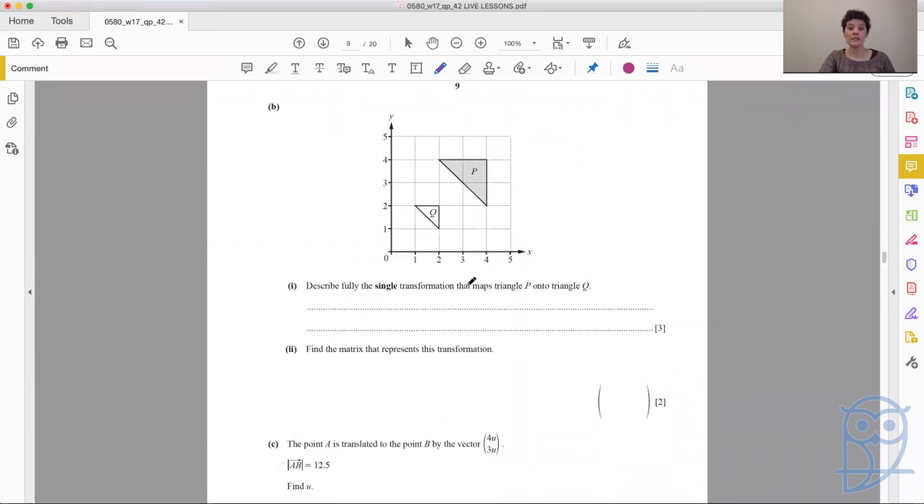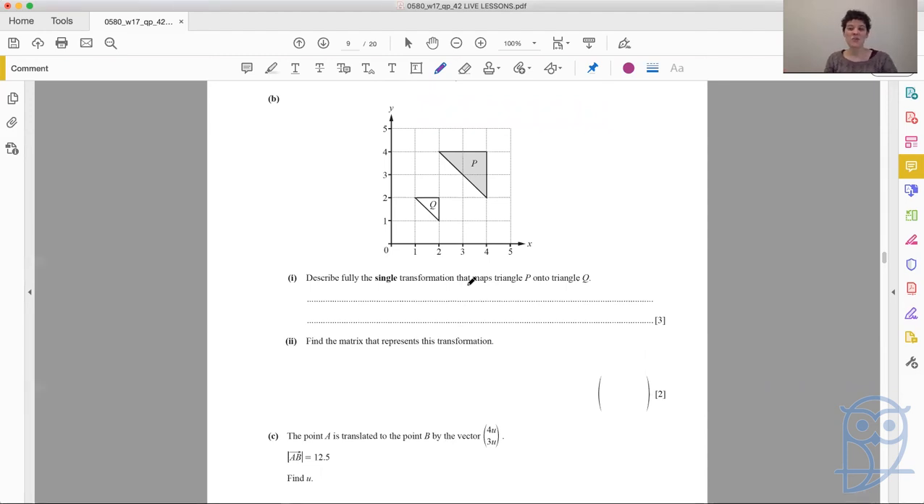Part B gives us another grid with a triangle this time. They ask us to describe fully the single transformation, single one only, that maps triangle P onto triangle Q. So P onto Q. The only way that we can get a difference in size is an enlargement. To describe it fully, for an enlargement we need a center of enlargement and a scale factor.